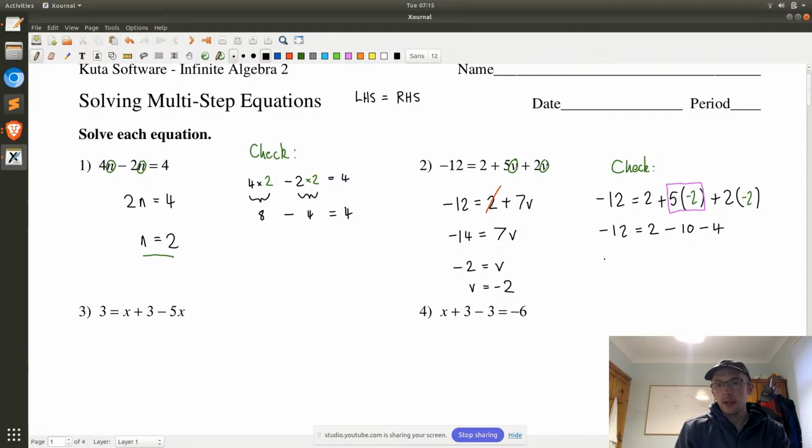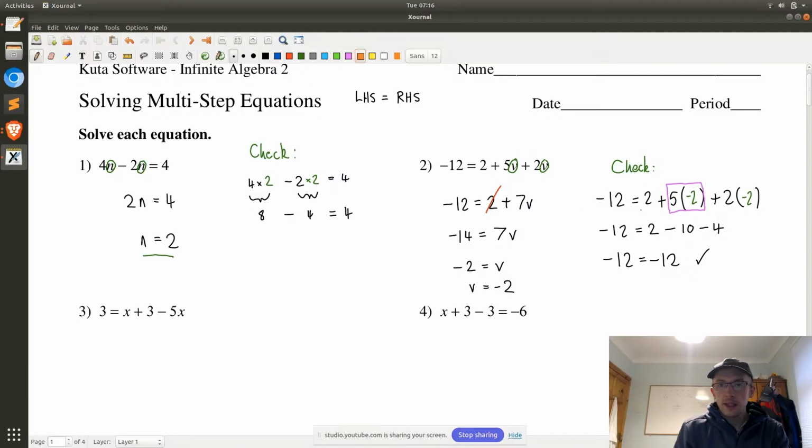So now this becomes negative 12 equals whatever that is. 2 take 10 is minus. Wait, did I do this wrong? No, sorry. 2 take 10 is negative 8. And negative 8 minus 4 is negative 12. So that checks out.